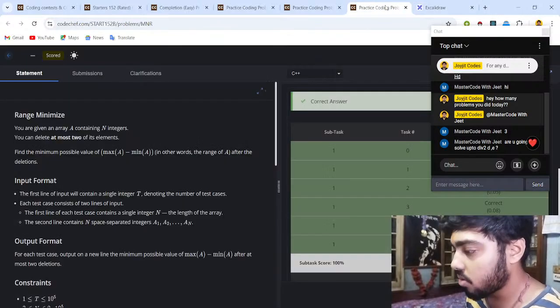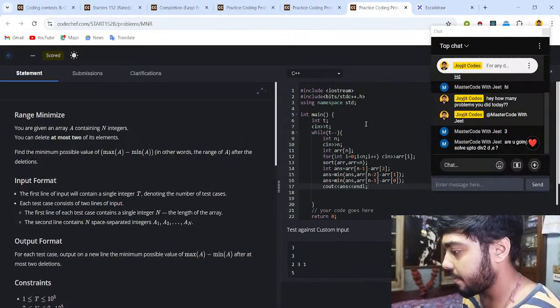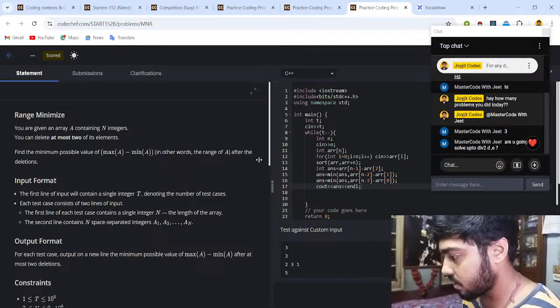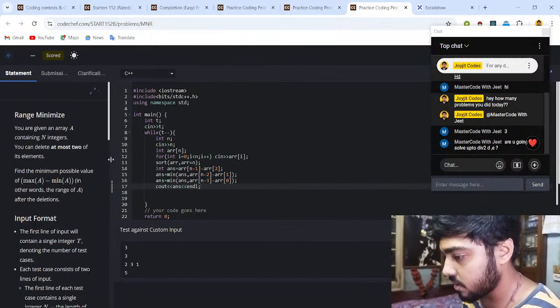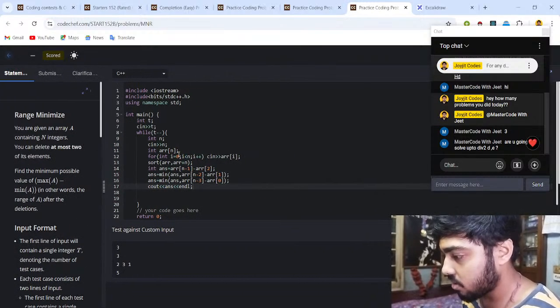So let's go with the code quickly. I think you guys won't be able to see it. Now you can see the code.